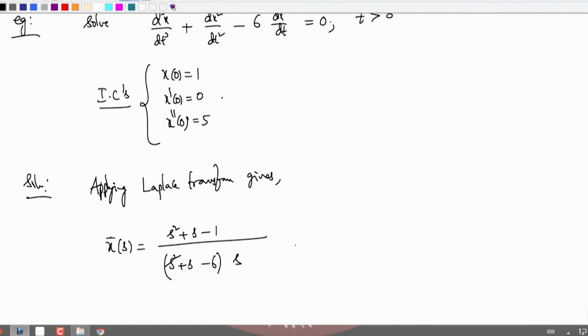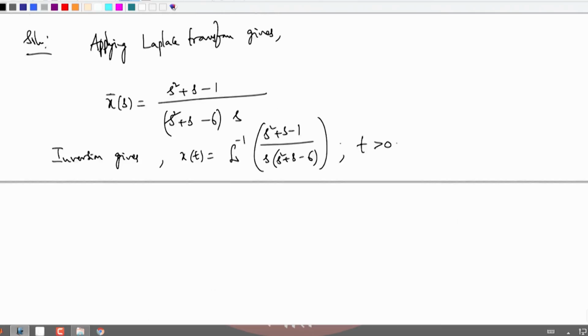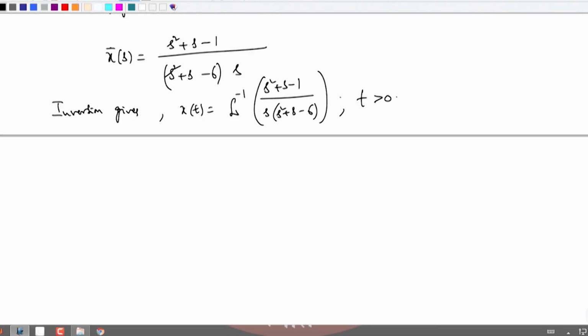So, this is your x bar of s. The inverse Laplace transform will give x of t, that is the Laplace inversion of s square plus s minus 1 over s times s square plus s minus 6. So, this is exactly your solution of this third order differential initial value problem. How do we find this inversion?